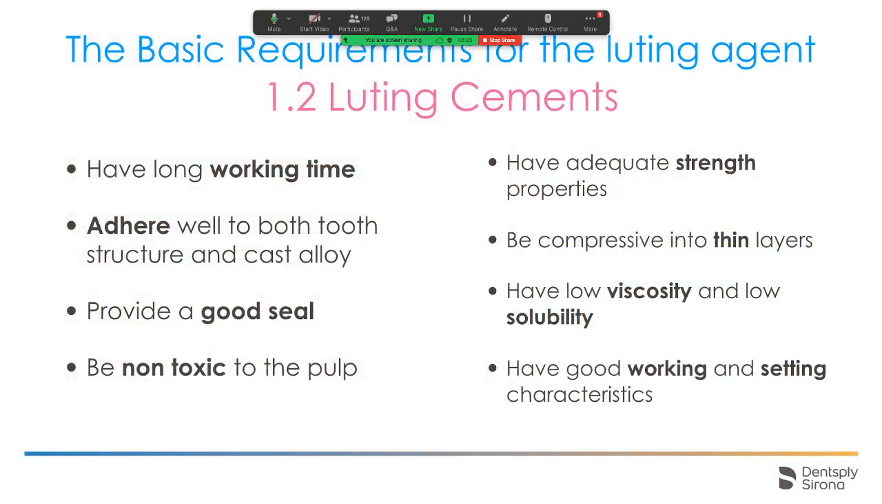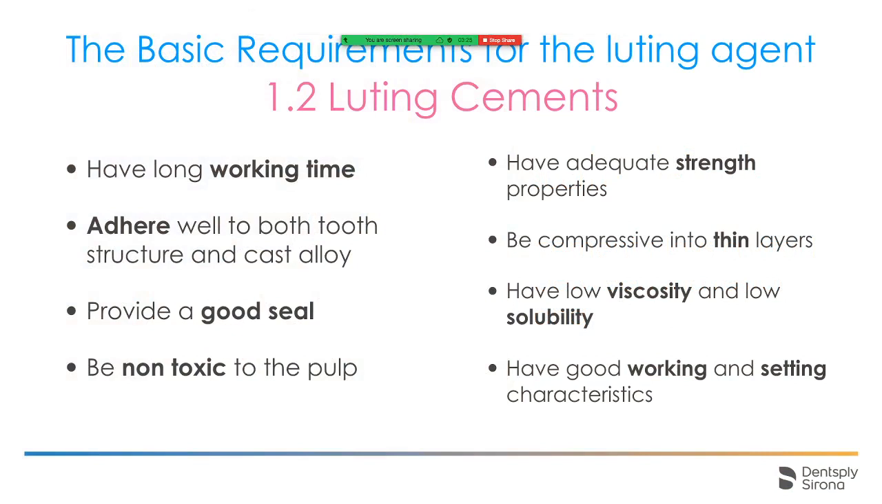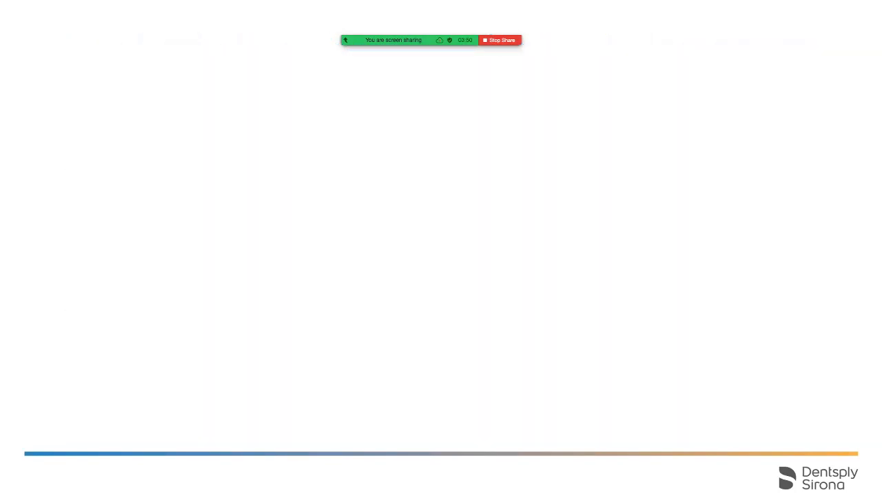But over the years, newer materials were developed. Okay, what are the basic requirements of the luting agents and how can I choose the best luting agent for cementation? We should focus on these properties: adequate working time, adhere well to both tooth structure and cast alloy, provide a good seal, non-toxic to the pulp, and have adequate strength properties, be compressible into thin layers, have low viscosity and low solubility, and have good working and setting characteristics.